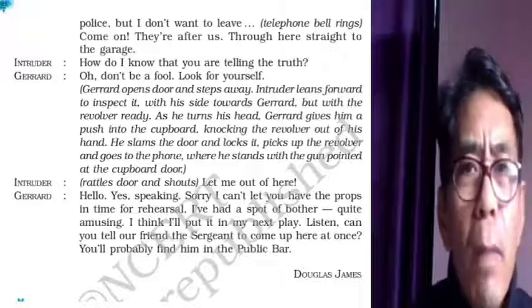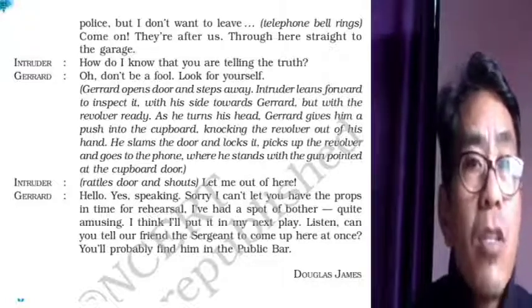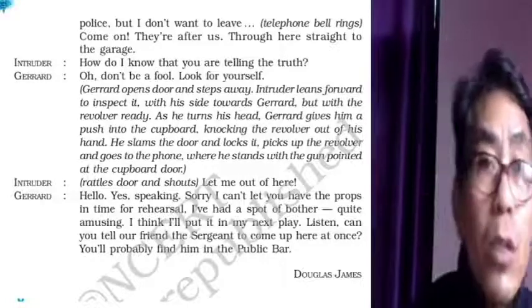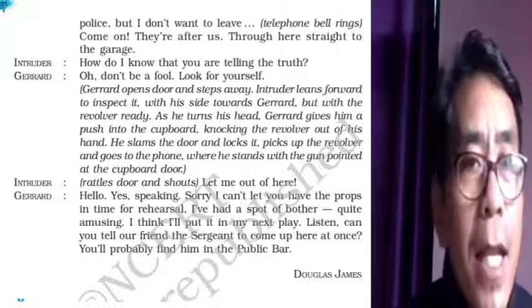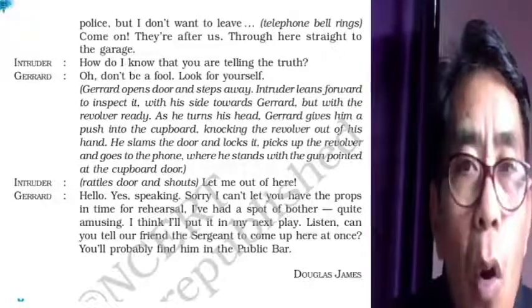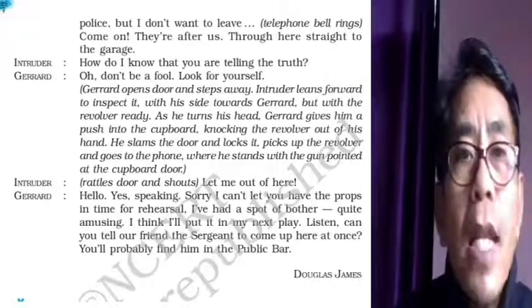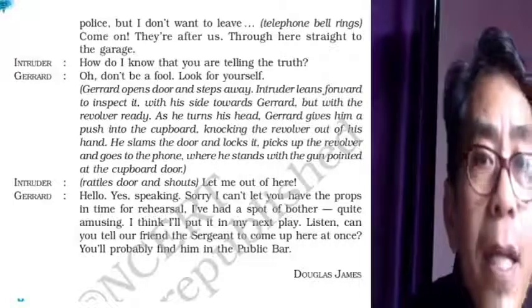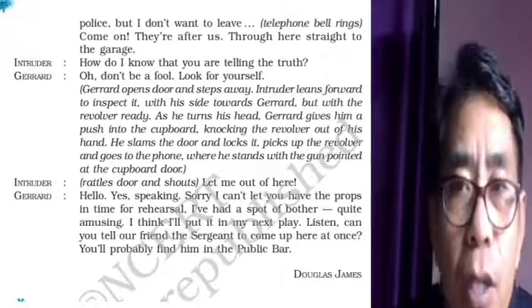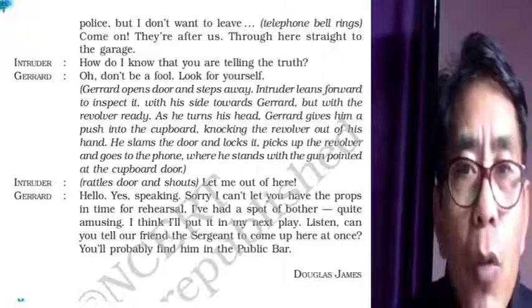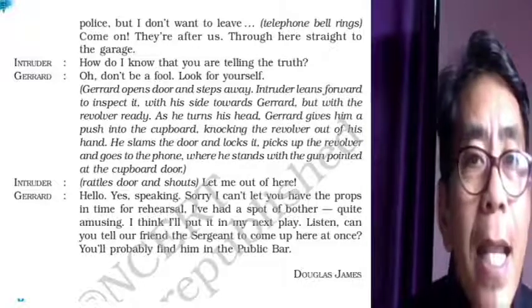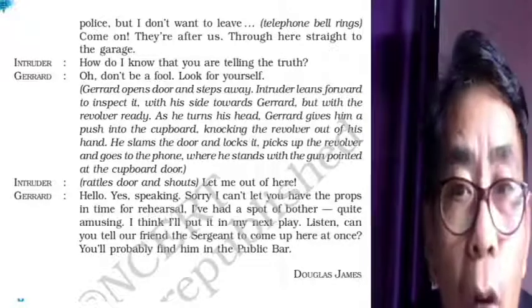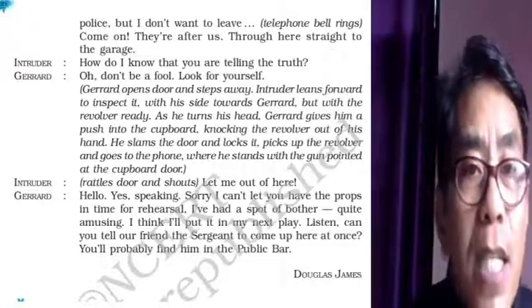Mr. Jarrett says, "Oh, don't be fooled. Look for yourself. The police may come anytime." Now let us see. Jarrett opens the door and steps away. The intruder leans forward to inspect it with his side towards Gerard, but with a revolver ready. As he turns his head, Gerard gives him a push into the cupboard, knocking the revolver out of his hand. He slams the door and locks it, picks up the revolver and goes to the phone, where he stands with a gun pointed at the cupboard door.